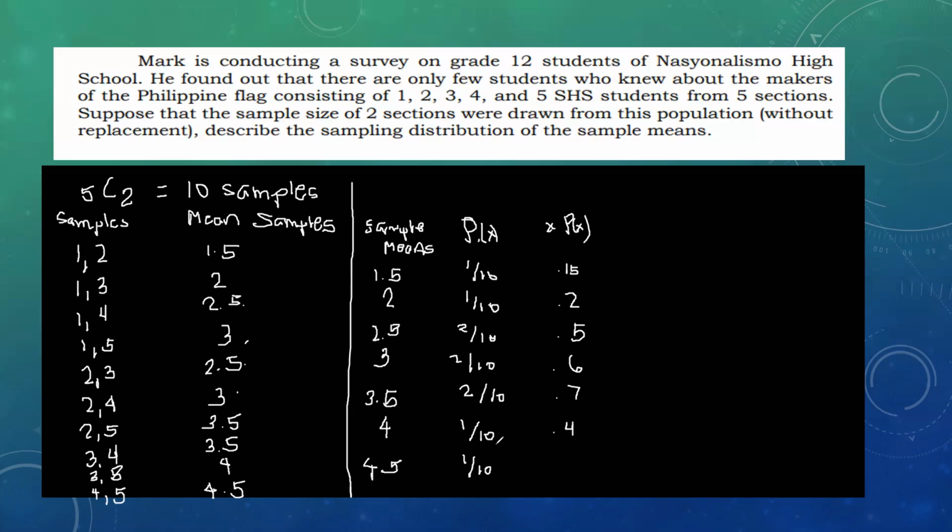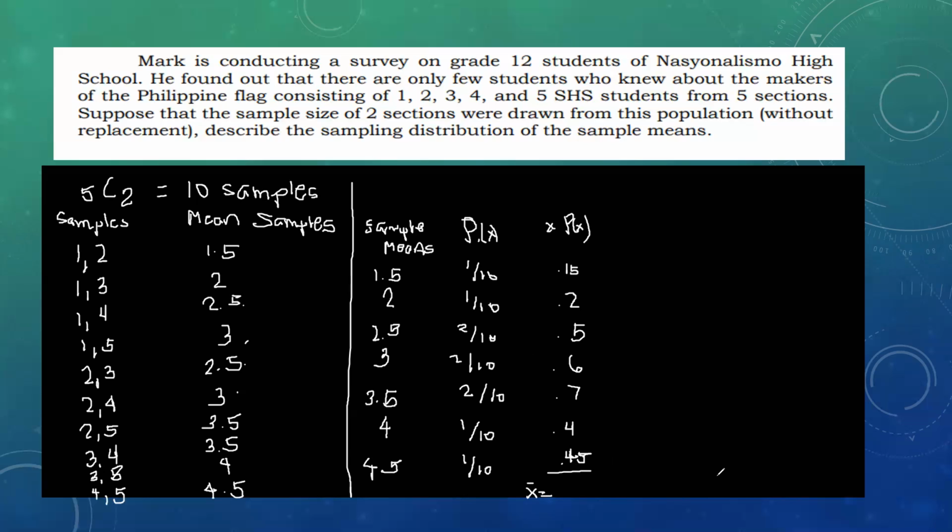Then 4.5 times 1 divided by 10 is 0.45. Okay, so in this case, we can find our mean. Pero dahil ito ay sample, we'll be using x bar. Just note of that, as a sample, so x bar ang gagamitin natin.